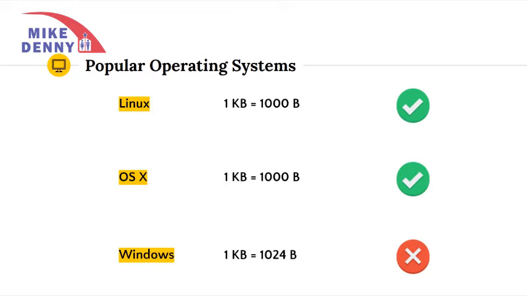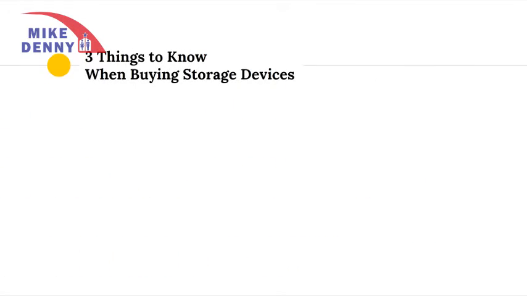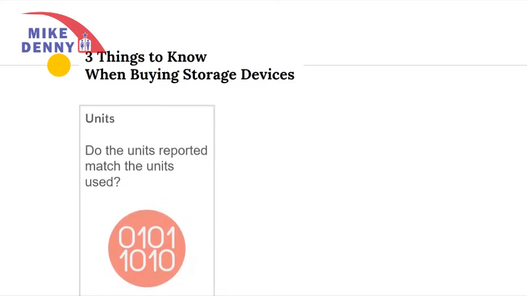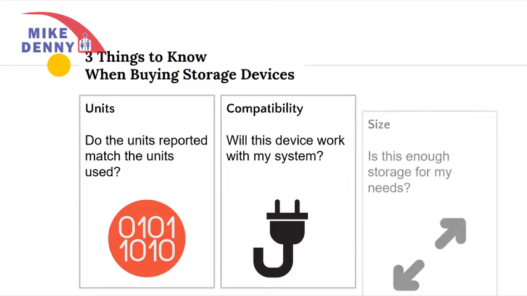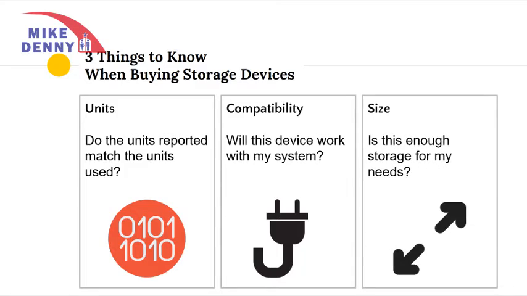When Windows talks about bits and bytes, they're reporting units in a way that they were reported before the IEEE standard was introduced in 1998. That doesn't mean they're wrong, it's just something you should be aware of. Here are 3 things that will help you when you're buying a storage device. Make sure you're getting the unit you pay for, that the device will work with your system, and that the size of the device is appropriate for your storage needs.